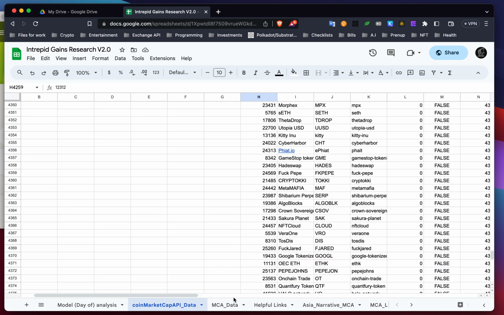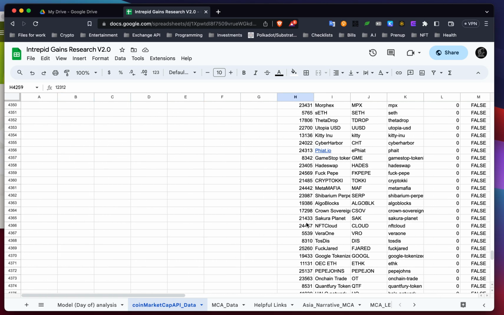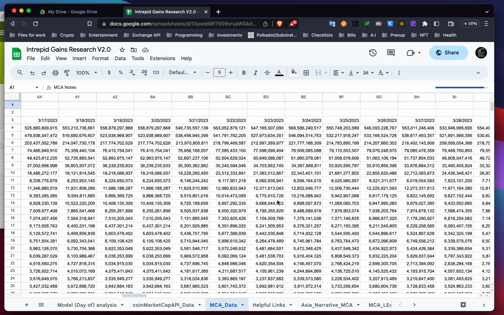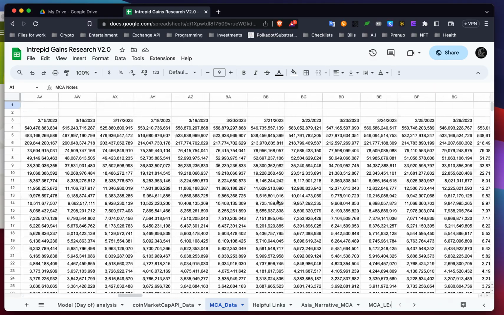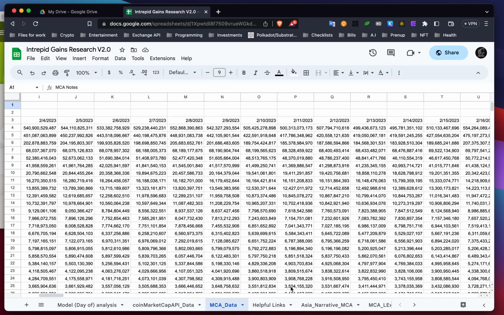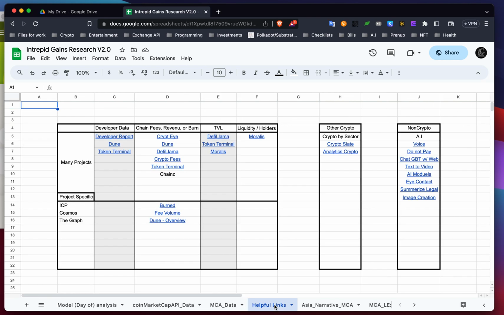Now, this is just the data page right here, this CoinMarketCap data. This is where the data comes in. This MCA data right here is for narrative analysis, and I keep up with that on some occasions. I'll come over and do it. I have a helpful links thing. You guys can always suggest anything you see there. But everyone has their own link style, etc. And now with the help of AI, these are becoming less necessary.